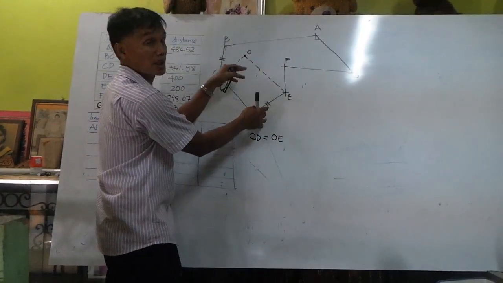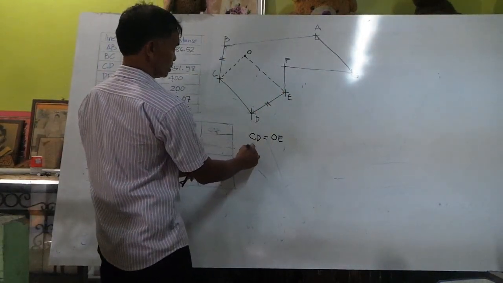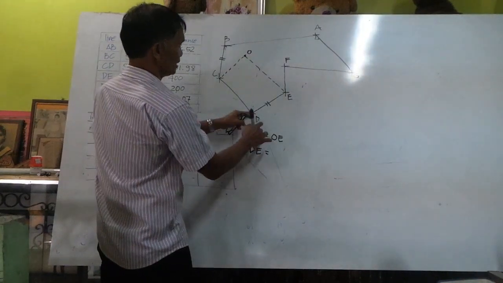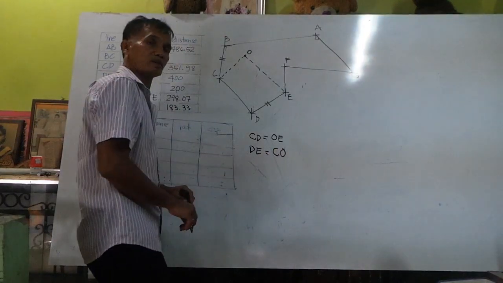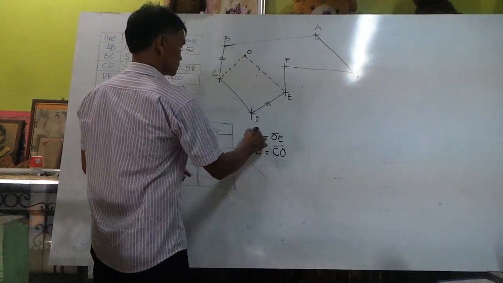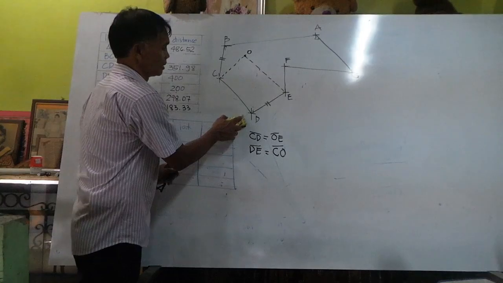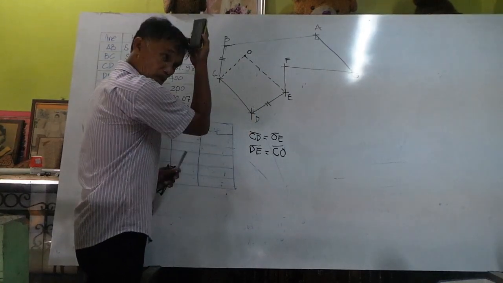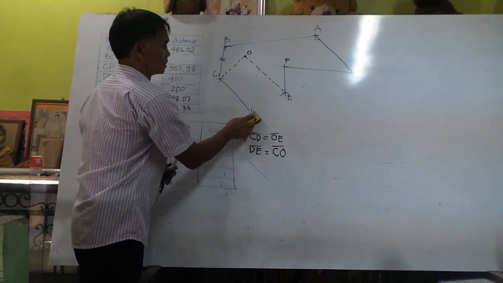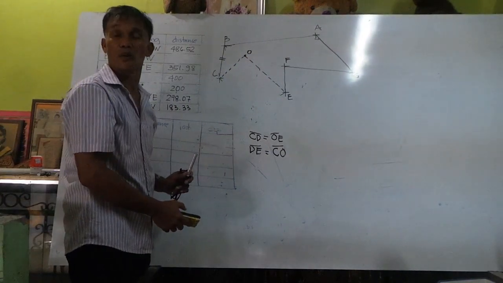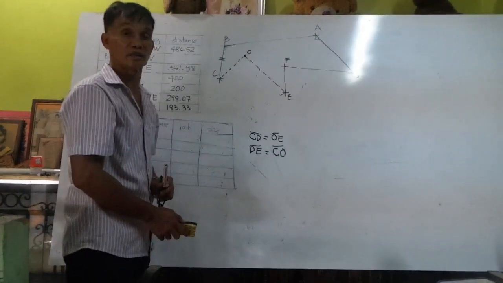It has the same direction. Then our DE is equal to CO. So, when we look at the other form of the traverse, we have not changed any of the data. What only changes is the shape of your traverse.